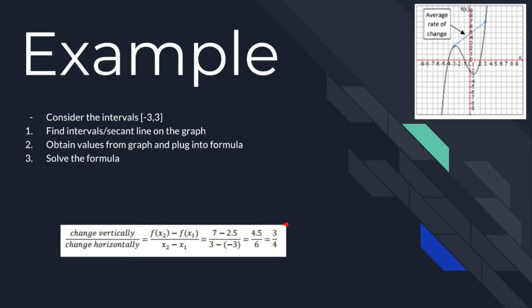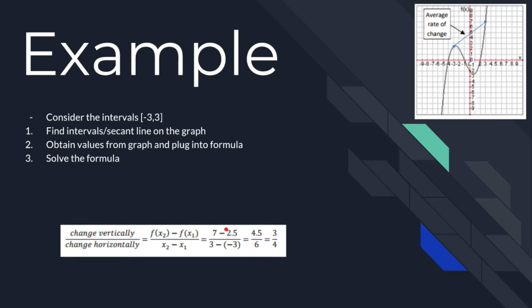So solving the formula would mean that you would need to find the change in the y values over the interval -3 and 3. And you would then divide the difference in y values by the difference in x values. So the solution is here that you get 7 minus 2.5 due to having these two y values here, and then you divide them by how many units you've traveled, and that's how you get the average.